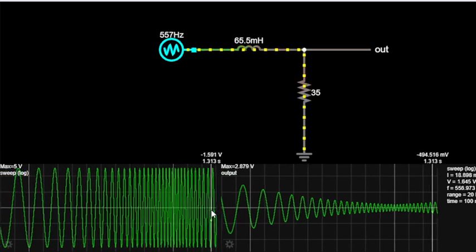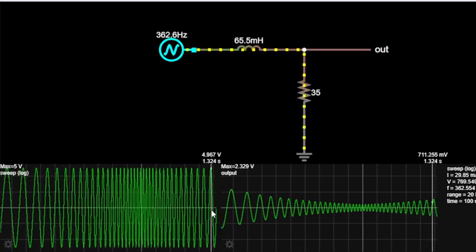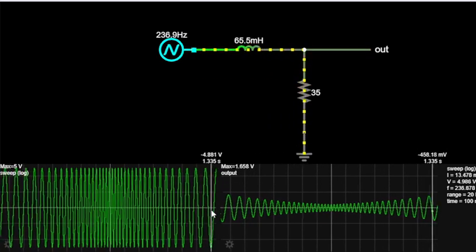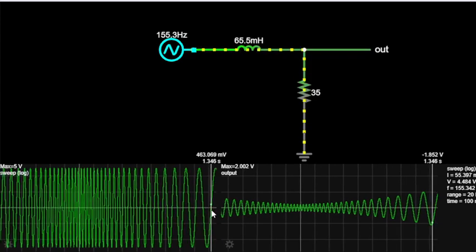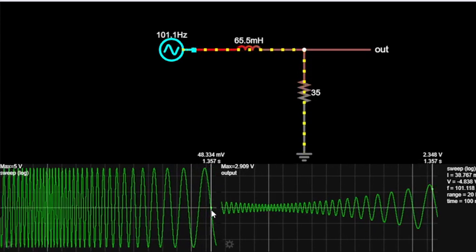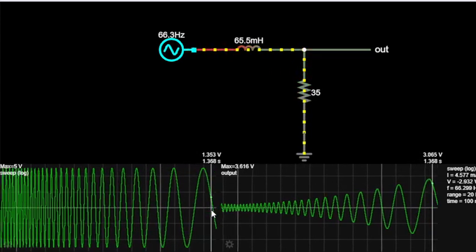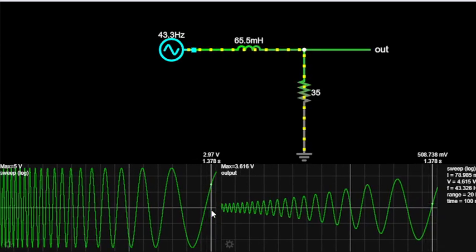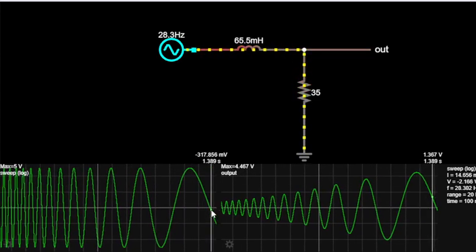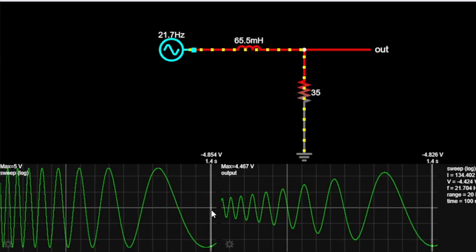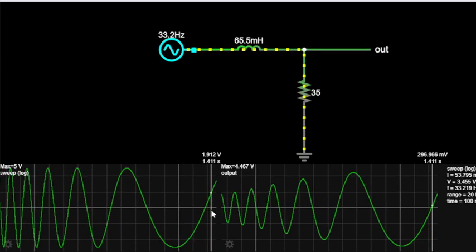Basically, frequency is the number of cycles in 1 second or unit second. You can see here it does not allow the filter to pass the signal, and as the frequency comes down again, the low pass filter allows the signal to pass out.